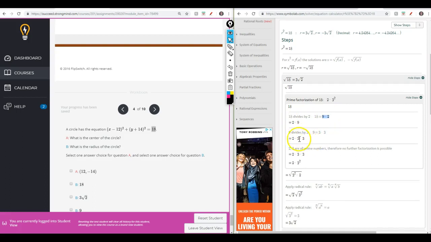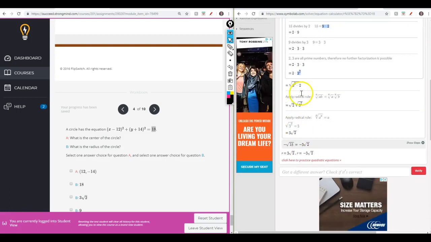So then 18 equals 2 times 3 times 3. So this 3 times 3 is just representing that 9 right there. So then they're all prime numbers, so then they said 3 times 3 could be rewritten as 3 squared. So that's how they ended up with the square root of 3 squared times 2.